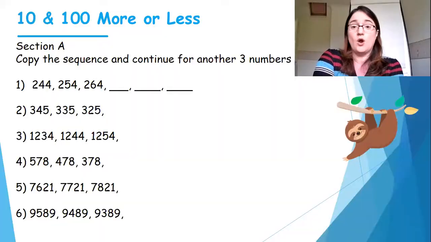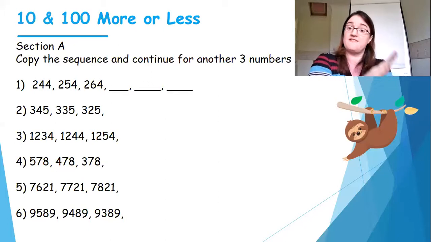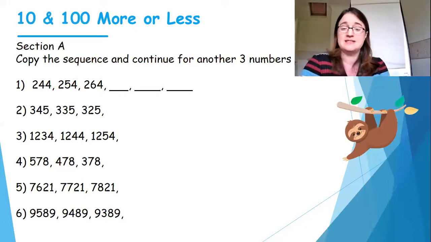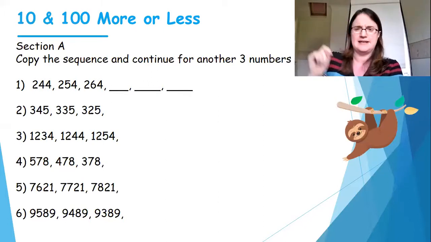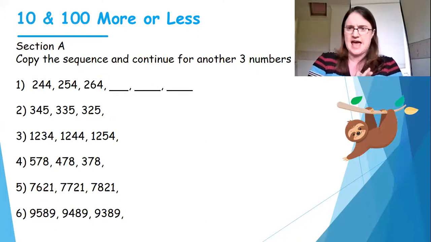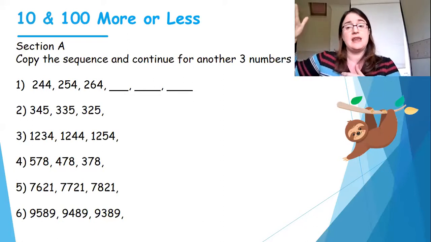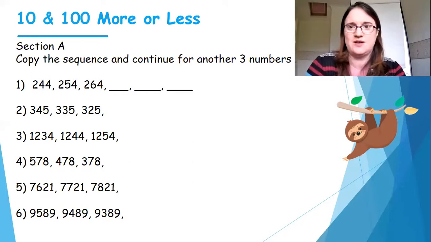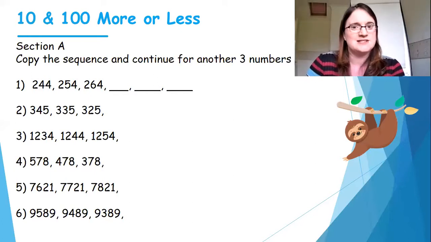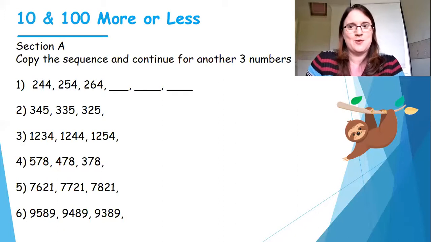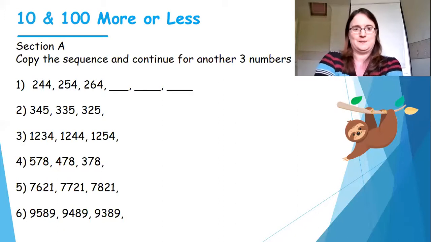I think it's time for you to have a go on your own. Are you ready? So all I want you to do is copy the first 3 numbers in my sequence and then have a think about what's happening to those numbers. They're either going to go up by 10, down by 10, up by 100 or down by 100. And then I want you to write the next 3 numbers that would come in that sequence. Some of them are straightforward, some of them are going to involve a little bit more thinking. Off you go.